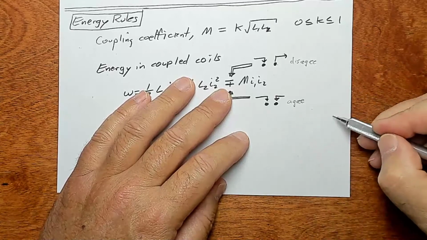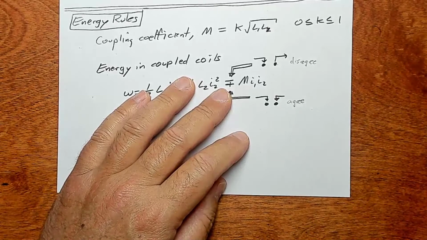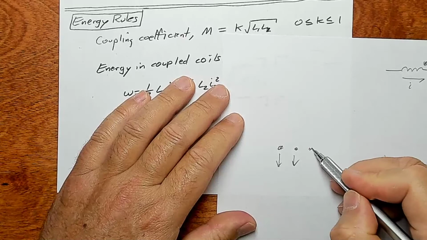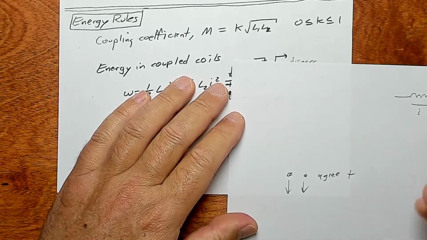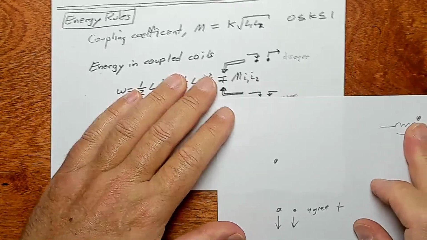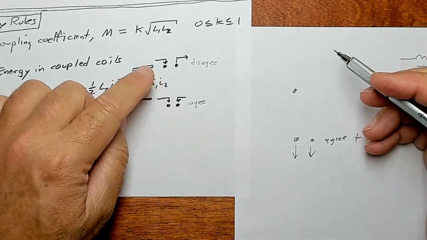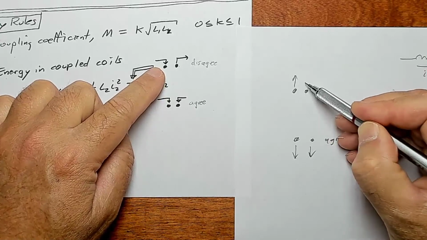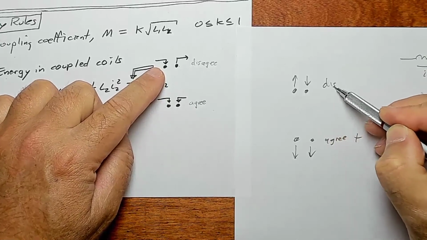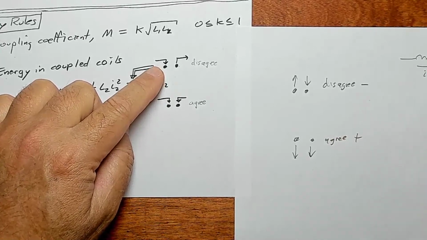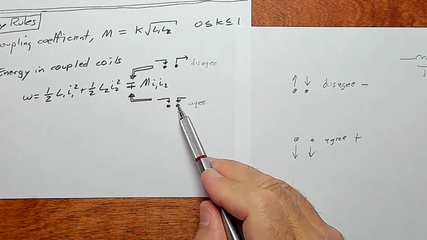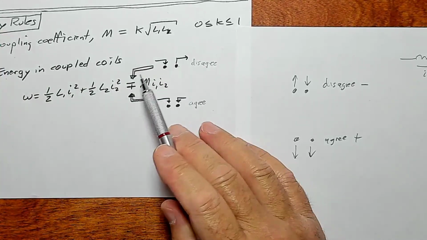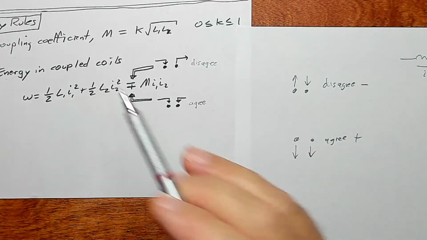Strictly speaking, there's 2 more cases. They could both be leaving, but they still agree, so it would be plus. Or the other case is I could have one leaving and one entering. It's the same. As far as remembering what to do with the sign, it's the same. Okay, so if the current directions agree with the dots, it's plus, and if they disagree with the dots, minus. And it just modifies the total energy.